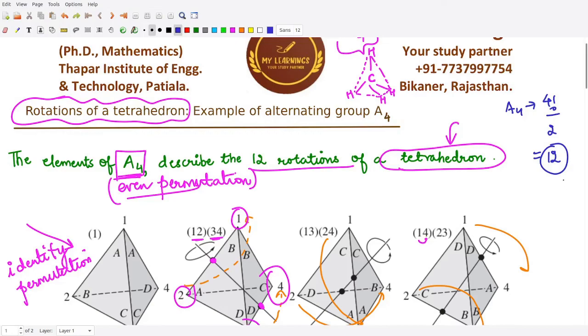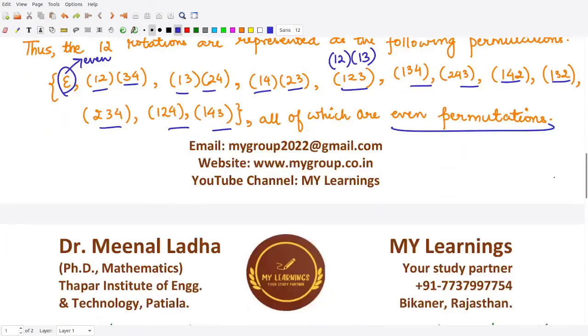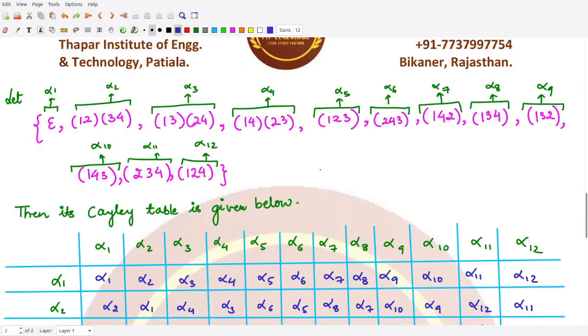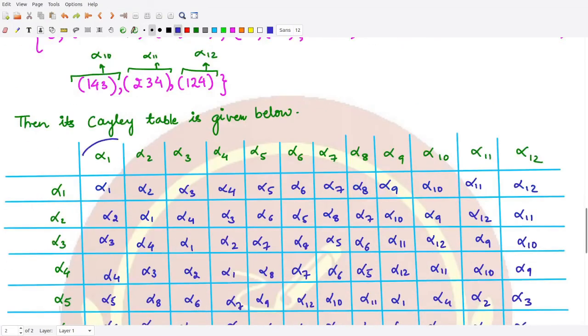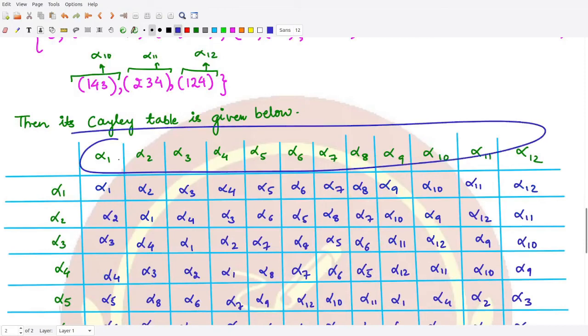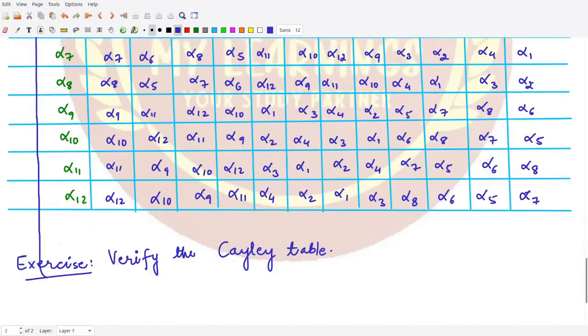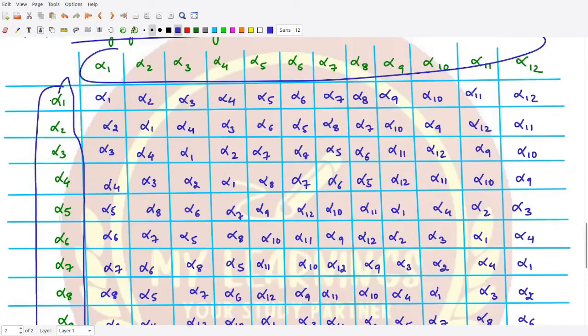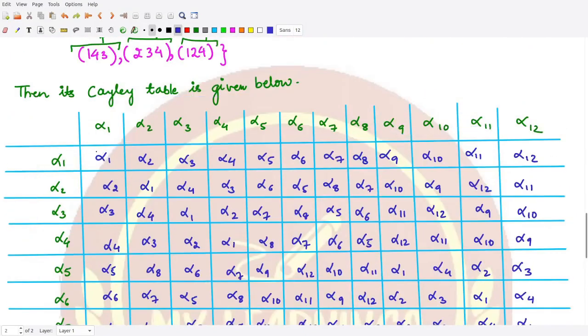Next, we can create a Cayley table for this. I am leaving this as an exercise for you. You can name all these 12 elements alpha 1, alpha 2, alpha 3, alpha 4, alpha 5, alpha 6, alpha 7, alpha 8, alpha 9, alpha 10, alpha 11, and alpha 12. Then you can list all of them row-wise, and all of them column-wise, correct? After listing all the elements, you can multiply the permutations. So you can see what alpha 1 multiplied with alpha 3 is.